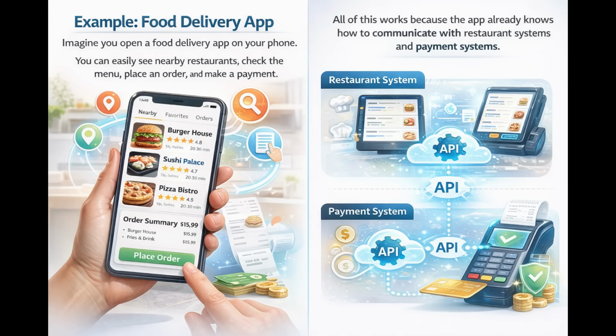For example, imagine you open a food delivery app on your phone and you can easily see nearby restaurants, right? You can check the menu, or you can place an order and make a payment. All of this works because the app already knows how to communicate with the restaurant system and payment system.